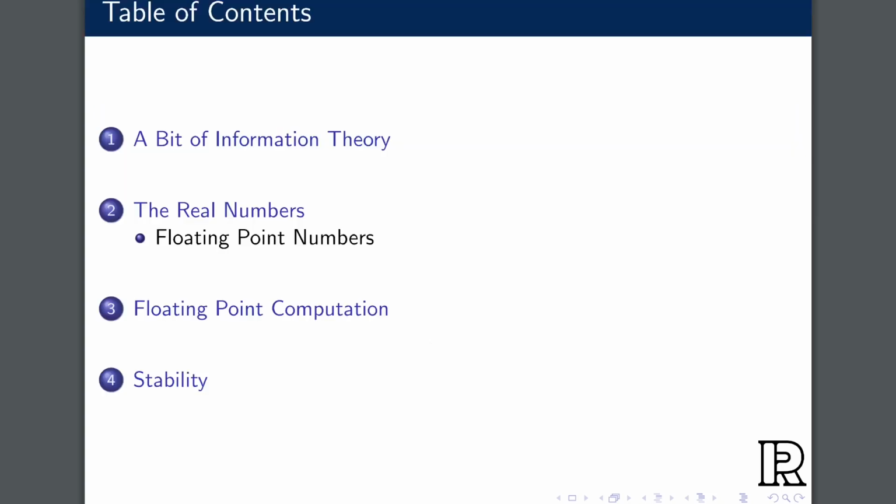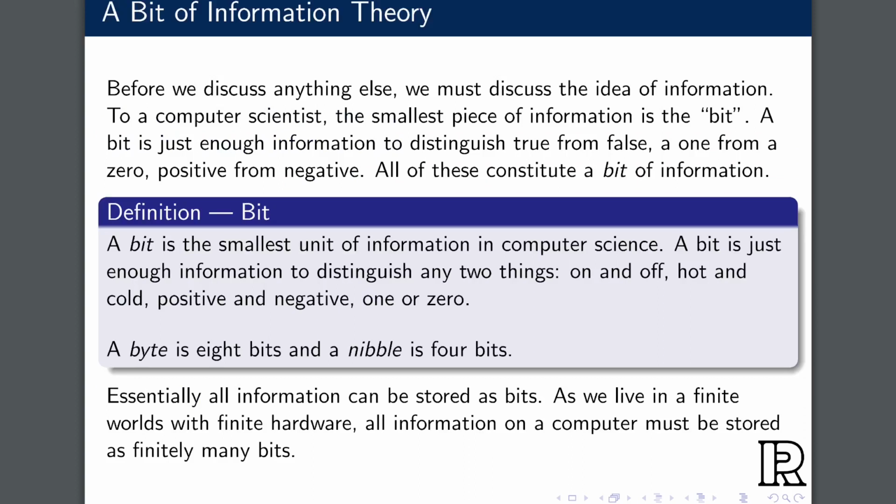So let's begin. We're going to start with a bit of something called information theory. To a computer scientist and to some other fields of math, the smallest piece of information that can possibly exist is called a bit. I claim you're actually all very familiar with bits, even if you haven't heard the name, though I'm pretty sure you have.